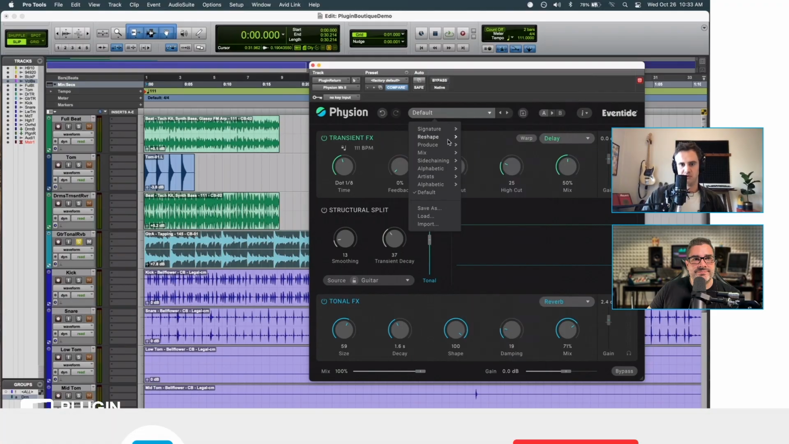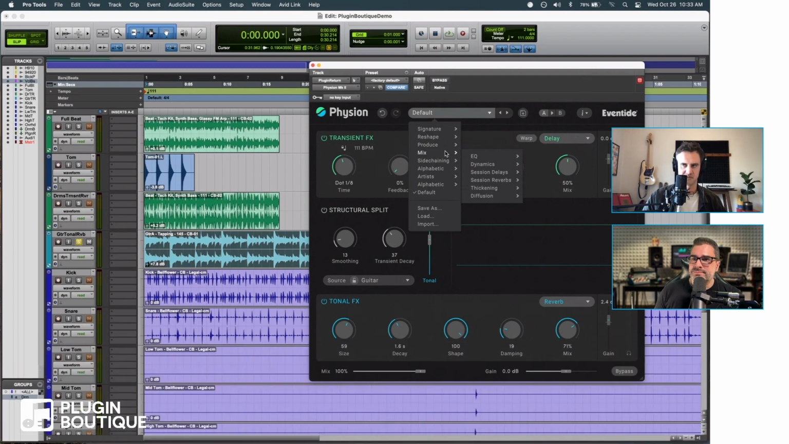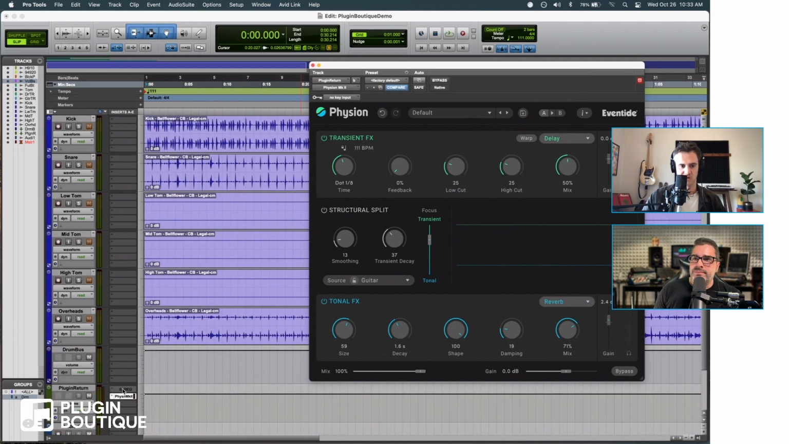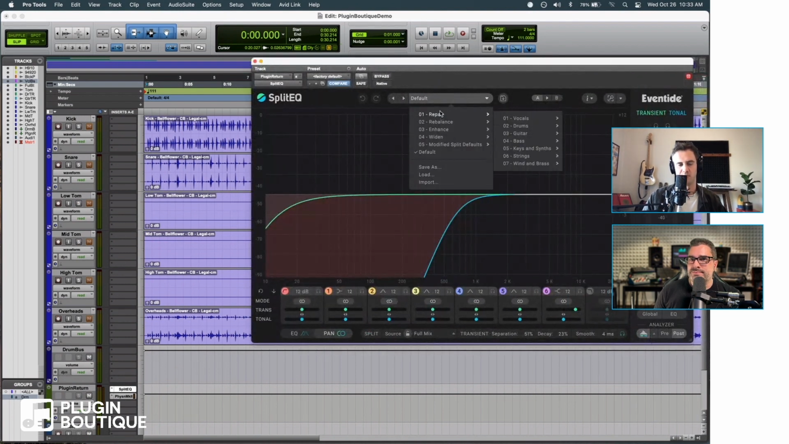There's a million presets in here. My colleague Colin spent a ton of time living with this thing and making presets, trying to solve problems he always runs into. And same with SplitEQ actually. Both of these plugins have presets. I know people don't like to use presets, but I do.